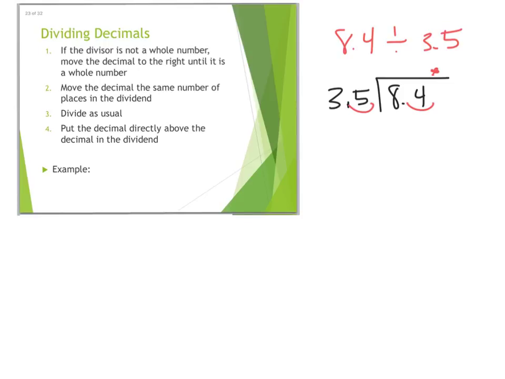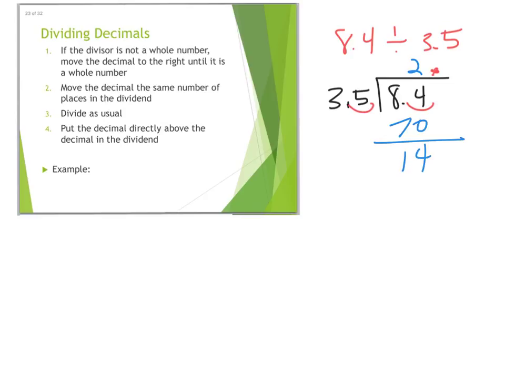Now, we're going to have some fun here. So we've got 35 going into 84. Well, it doesn't go evenly, right? But 35 I know goes into 84 2 times. 2 times 35, because again I'm saying 35 because I moved the decimal. 2 times 35 is 70. 84 minus 70 is 14.